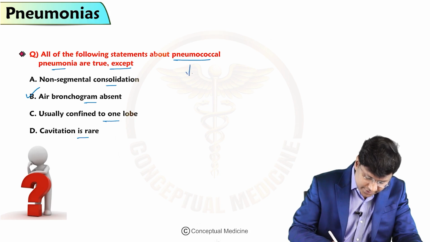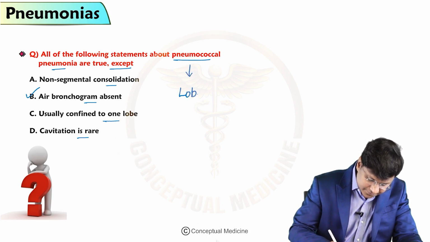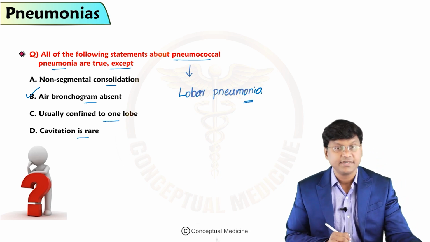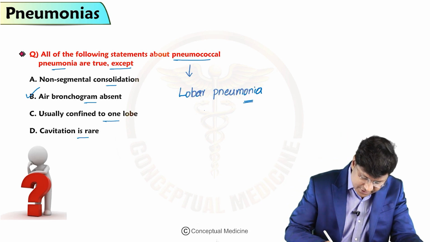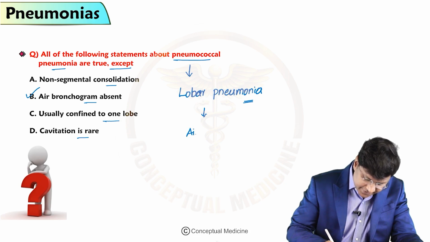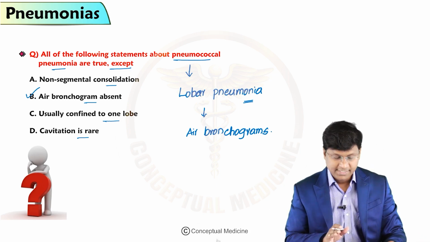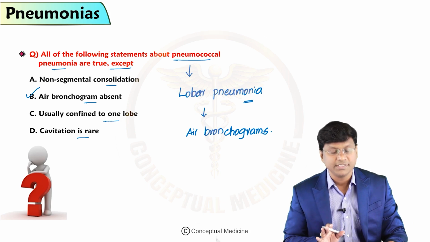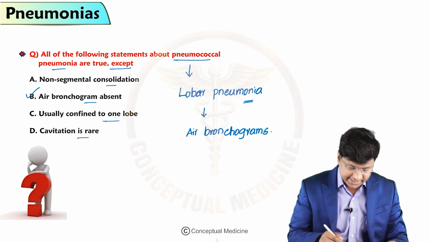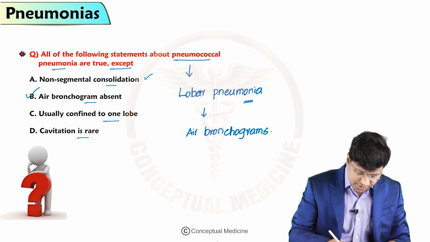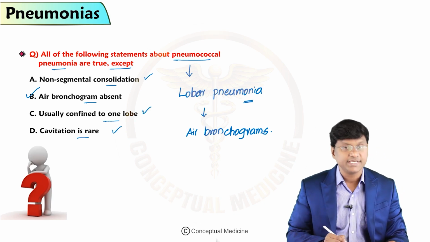So pneumococcal pneumonia is the one which will cause lobar pneumonia. In this lobar pneumonia, you have the presence of air bronchograms. That is what you will observe in pneumococcal pneumonia, that is Streptococcus pneumoniae. And the consolidation is a non-segmental consolidation, usually confined to one lobe, and cavitation is rare.